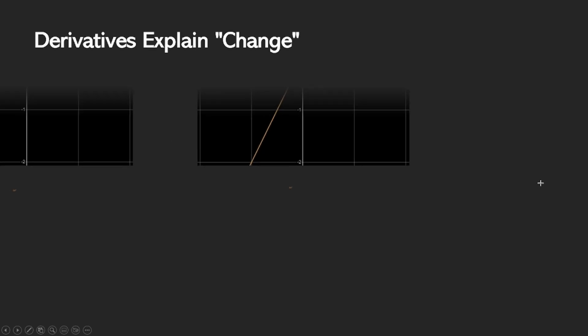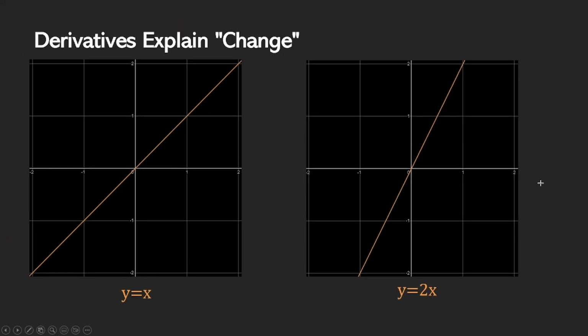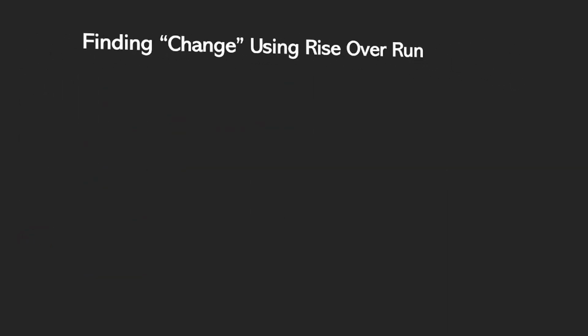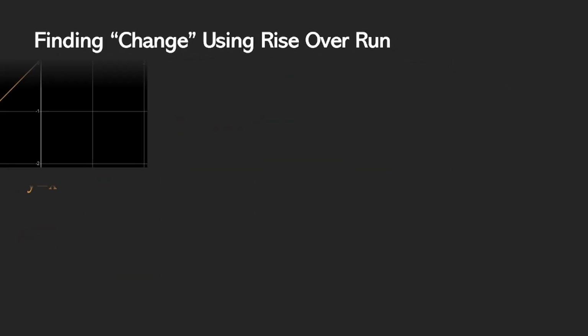So knowing that, let's look at these two linear functions here, y equals x and y equals 2x. Me being an expert mathematician, I'll tell you that y equals x has a slope of 1 and y equals 2x has a slope of 2. But how did we get there? So let's do some review. Finding change using rise over run.